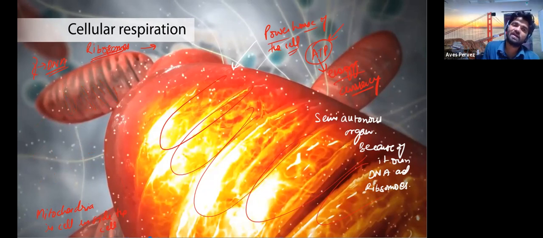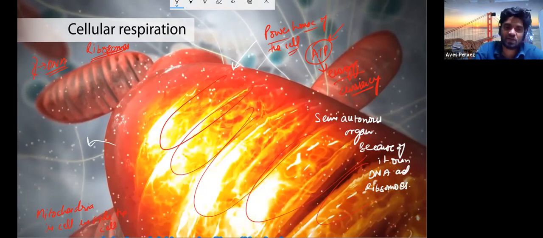But still, we are not considering the mitochondria as a functional unit of life, because for some functions it still needs to depend on its outside medium. So mitochondria is not considered a functional unit of life. It is a part of a cell, or we can say it is a prokaryotic cell inside a cell.